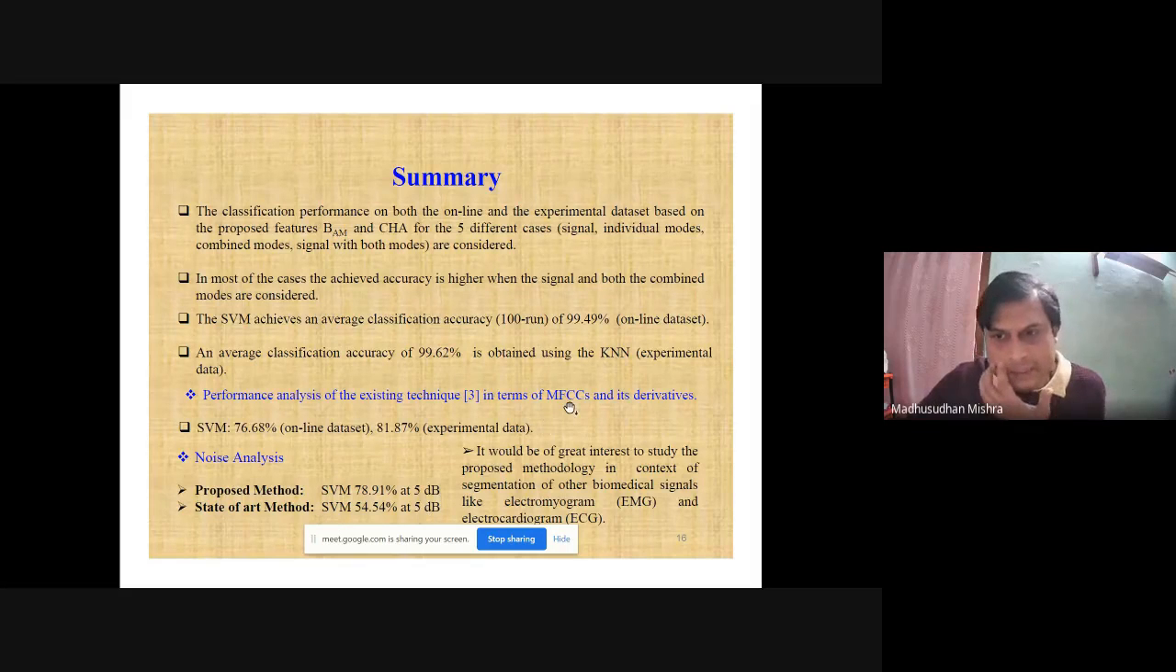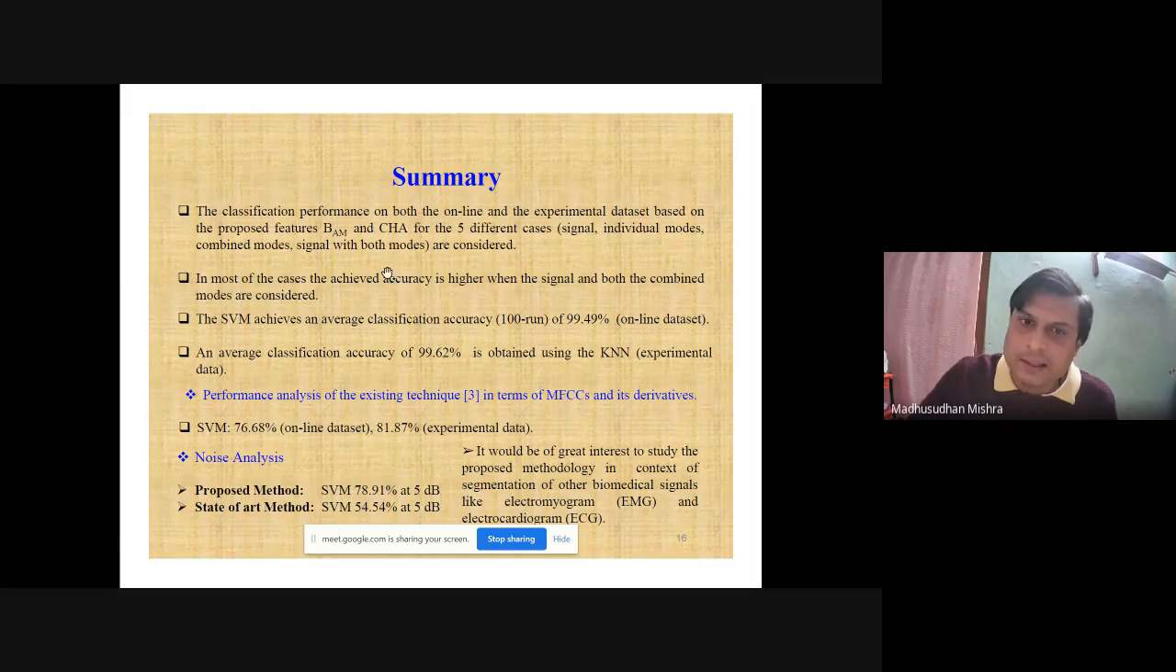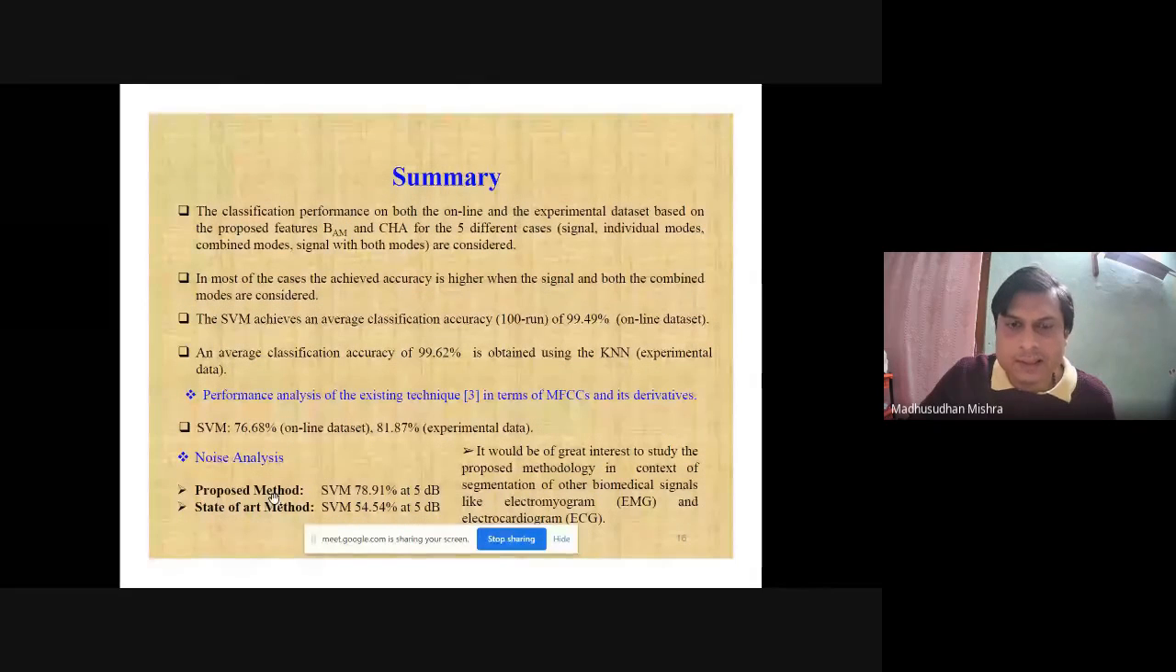And the Mel frequency cepstral coefficient significantly suffers from noise, whereas spectral features and convex hull area are not much affected by the noise. So in case of noise also, this proposed method, which uses amplitude modulated bandwidth and convex hull area, performs well as compared to the state of the art which uses MFCC features.